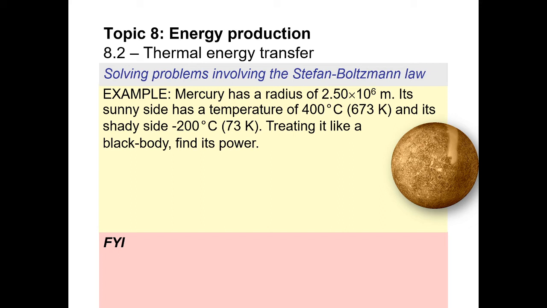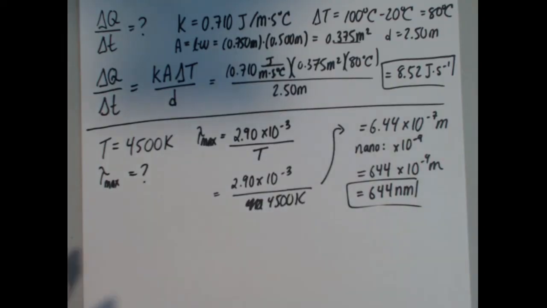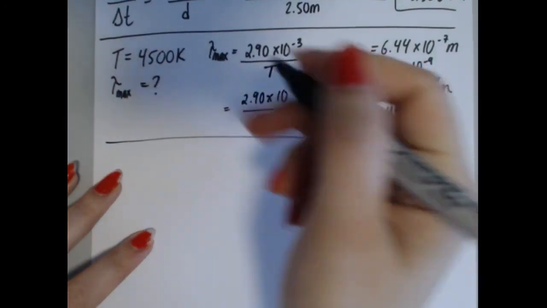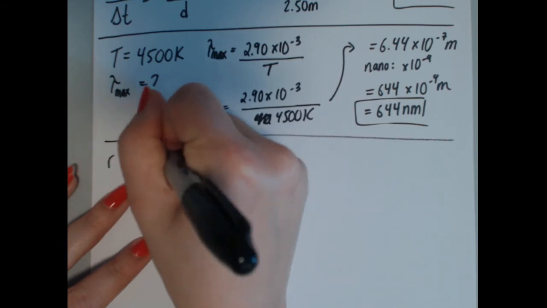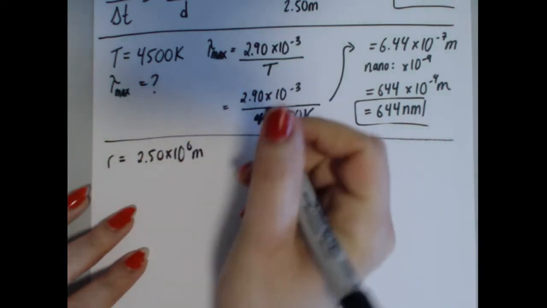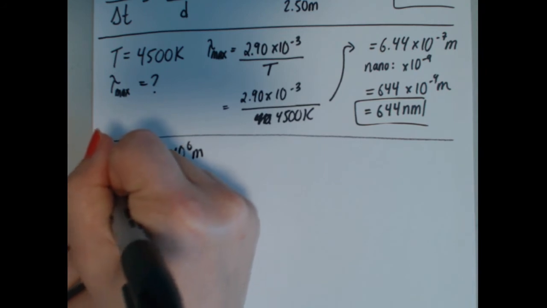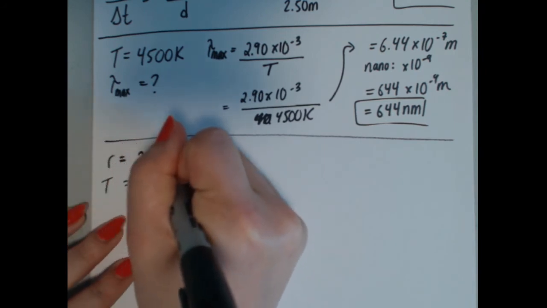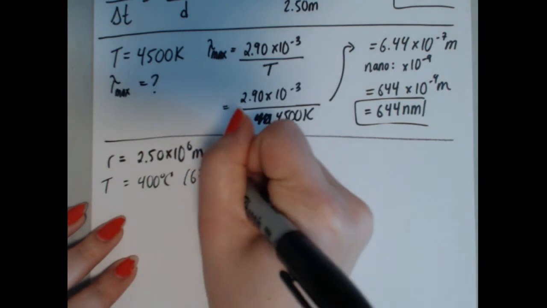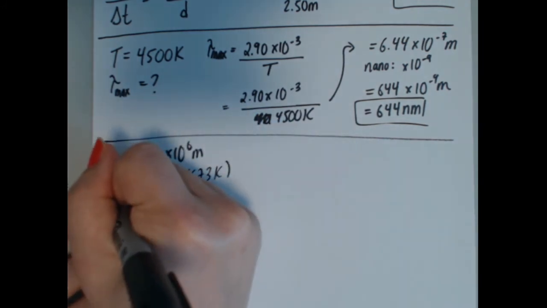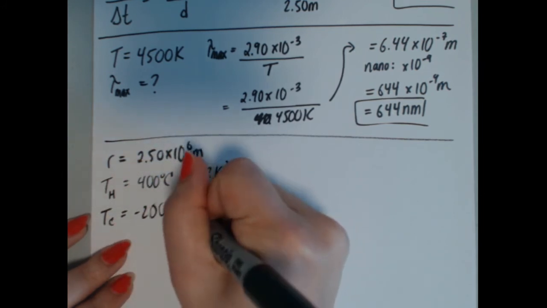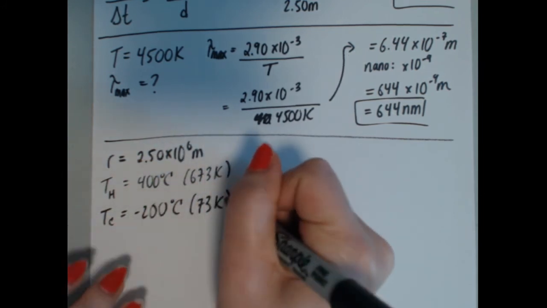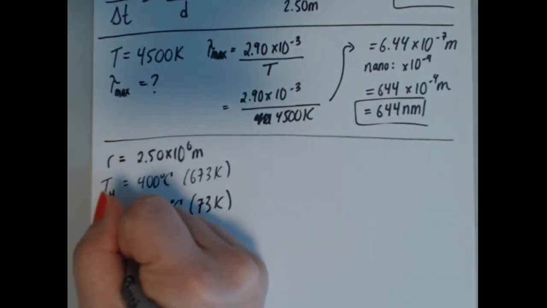Okay, so we're going to go to the screen here and solve this. All right, so we're dealing with Mercury. Let's see, we know its radius, 2.50 times 10 to the 6 meters. We know that the sunny side has a temperature of 400 degrees Celsius or 673 Kelvin. Okay, so this is temperature H, a hot temperature, and the cold temperature is minus 200 degrees Celsius or 73 Kelvin. Treating it like a black body, find its power.